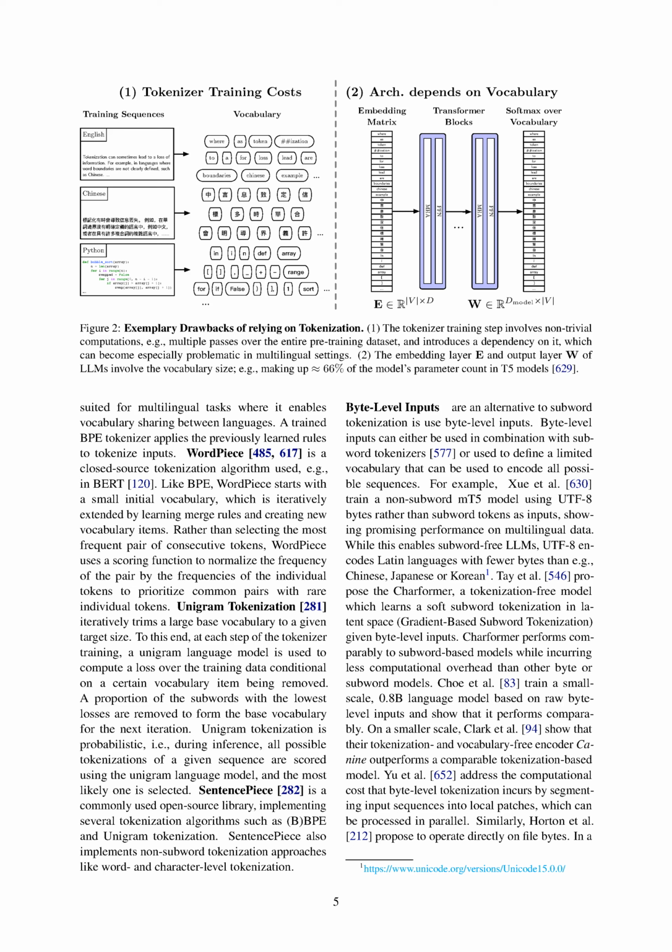Another method, unigram tokenization, trims down a large vocabulary to a set target size. To achieve this, it uses a unigram language model to calculate a loss over the training data based on the likelihood of a particular vocabulary item being removed. The subwords with the lowest losses are removed to create the vocabulary for the next round of iteration. This technique is probabilistic, meaning that during analysis, it scores all possible breakdowns of a given sequence using the unigram language model, and the most likely one is chosen.